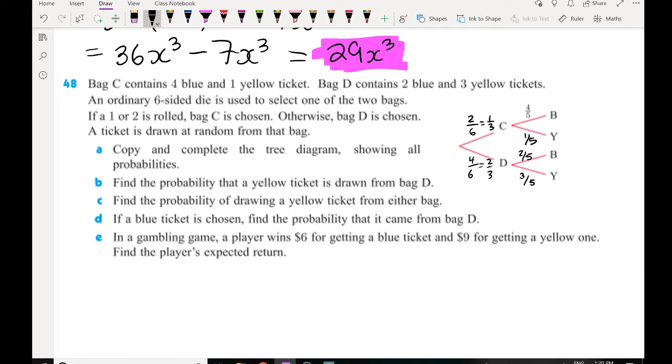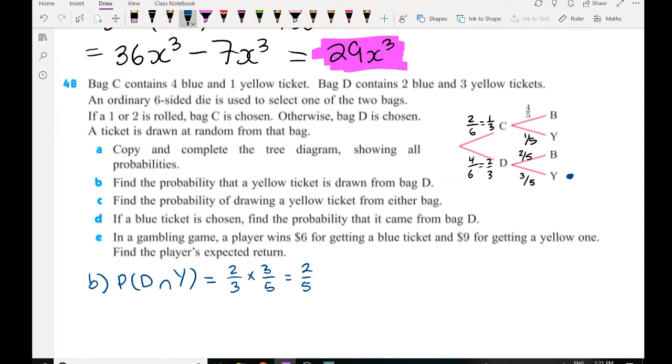So part B asked us to find the probability that a yellow ticket is drawn from bag D. So that would be us looking for the probability of pulling from bag D and getting a yellow ticket. I just have to multiply down that branch of the tree, which corresponds to this one. That's bag D and yellow ticket. So it would be 2 over 3 times 3 over 5, which is 2 over 5.